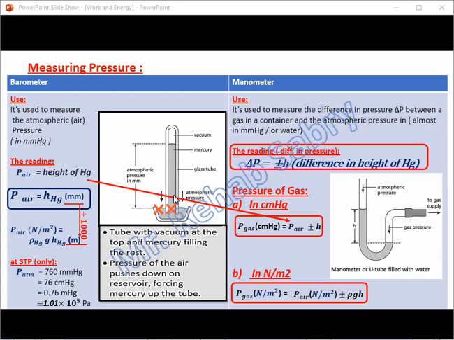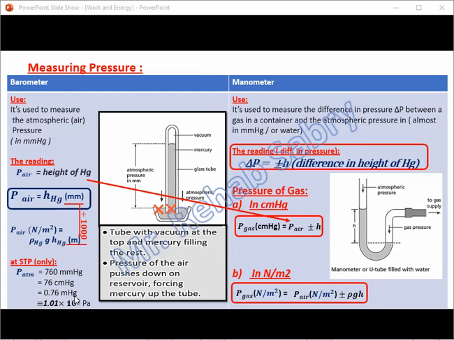So in other words, if the length of this mercury is 760 millimeter, we can say that the pressure of air equals 760 millimeter mercury. It means it's equivalent to it. Or we can use centimeters, 76 centimeter mercury. Or in meters, 0.76 meter mercury.